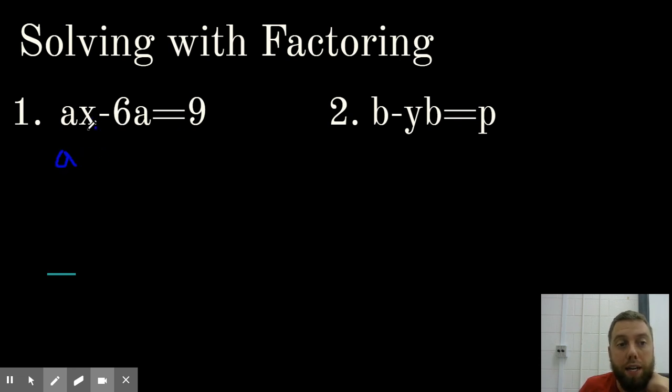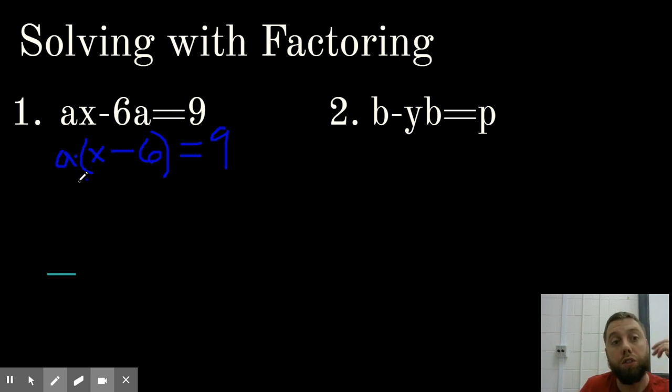They both have an a in common, so I'm going to factor out an a, leaving us x minus 6. And the equals 9 doesn't change. All I've done is factor out an a. Now to check my work, see if it's correct, we could always put the a back and we'd realize we get the question back.